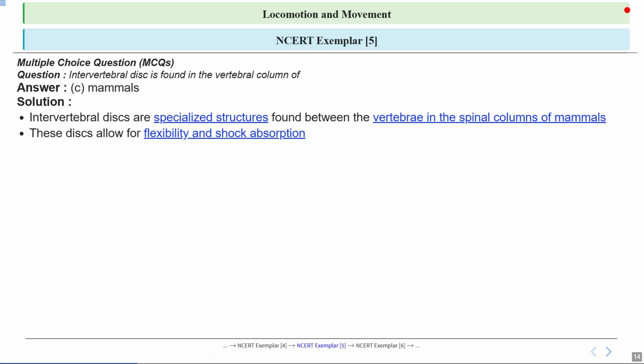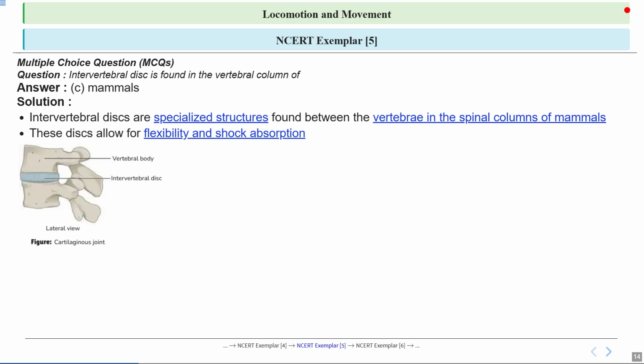Now, this disc found between vertebrae in the spine allows for flexibility and shock absorption by acting as cushions that reduce the impact of movements and prevent the bones from rubbing against each other, which helps protect the spinal structure and maintain smooth movement. So you can see the intervertebral disc, which is present between the vertebrae, or we can say between two vertebrae. So this is a lateral view.